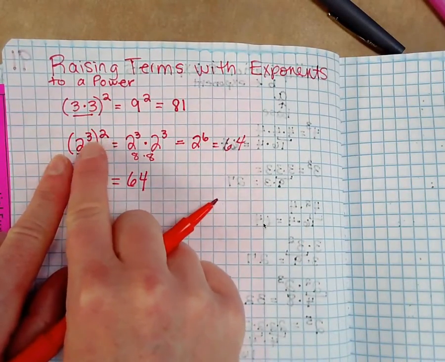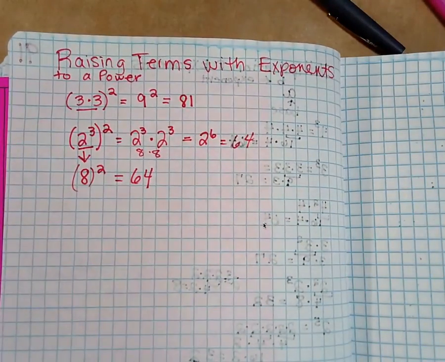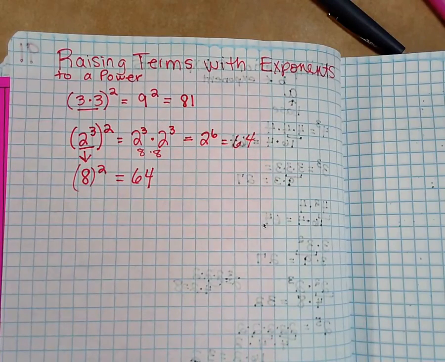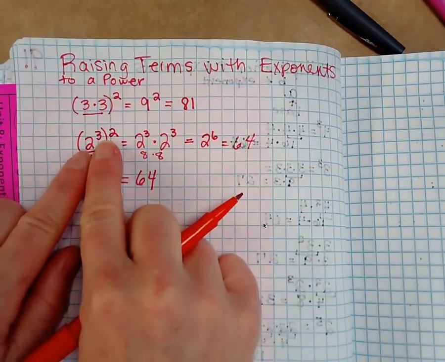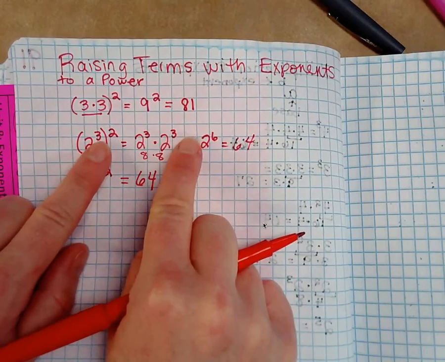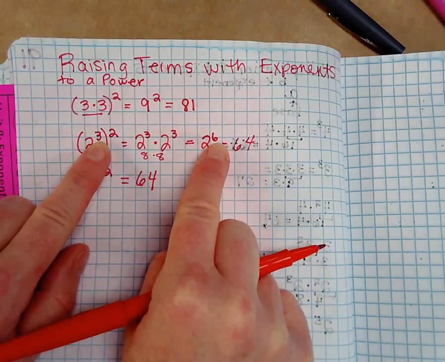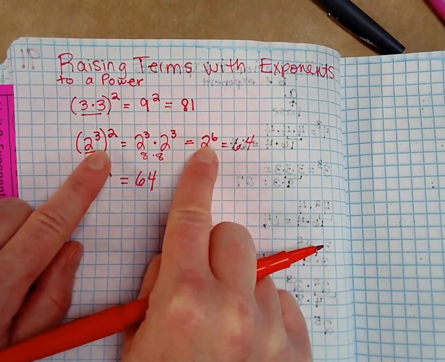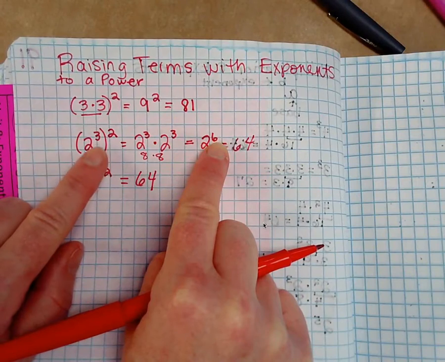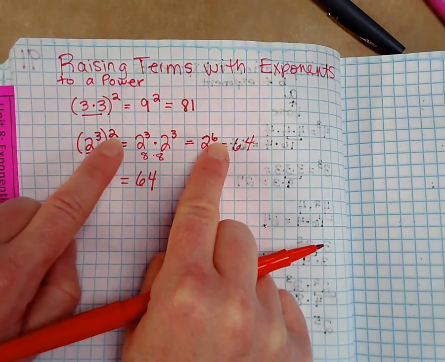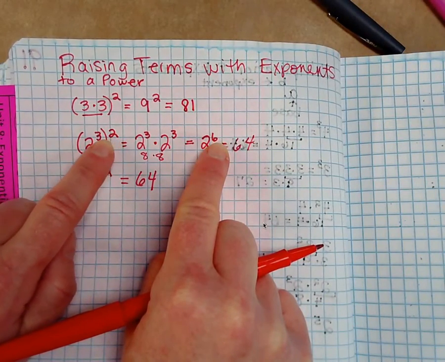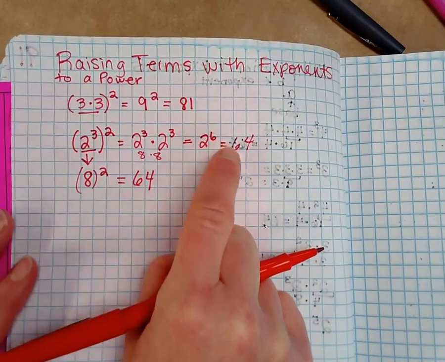What did we do with the 3 and the 2 when they're separated by parentheses? With what operation? How did we get 2 to the third squared to become 2 to the 6th? What would you do with the 3 and the 2 of exponents beside each other? You just multiply them. Yep.